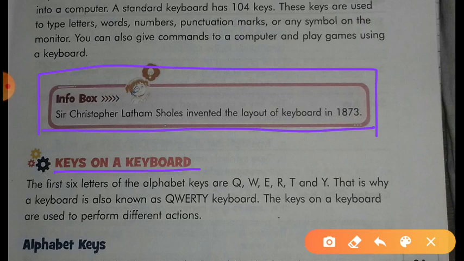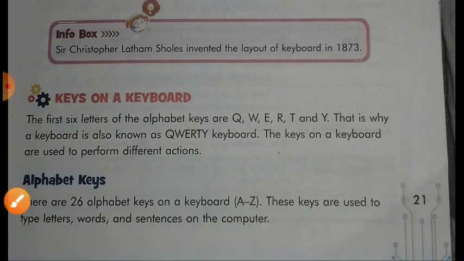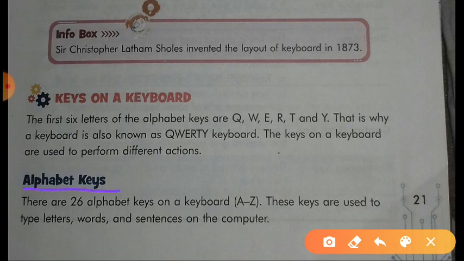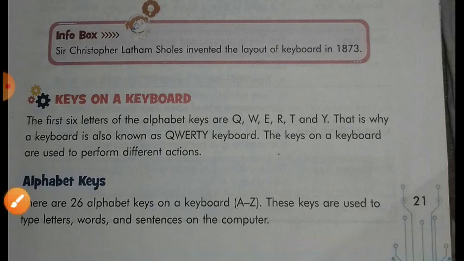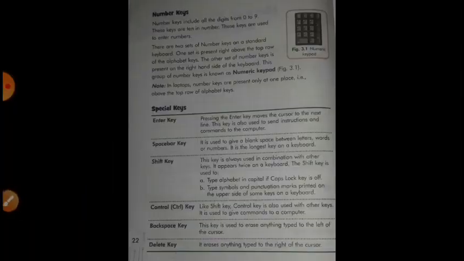The keys on a keyboard are used to perform different actions. First is alphabet keys. Dear students, there are 26 alphabet keys on a keyboard. These keys are used to type letters, words and sentences on the computer monitor. Okay students, now come to the next page.